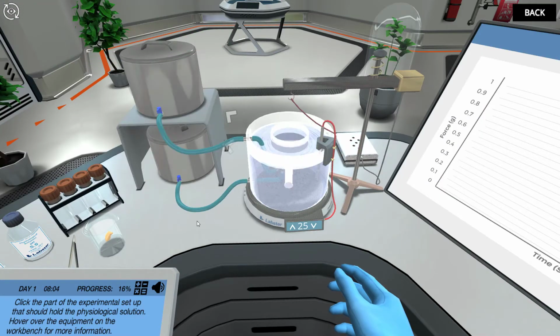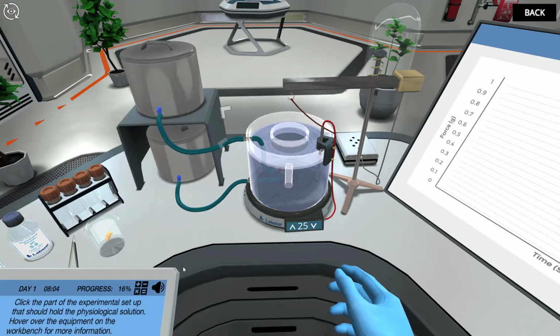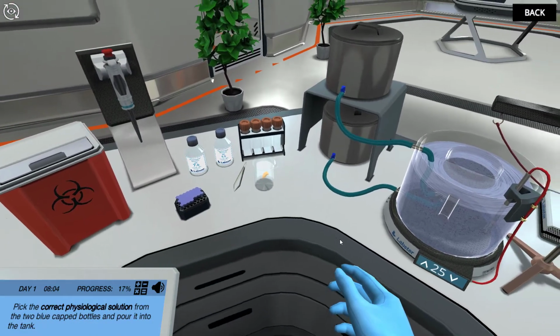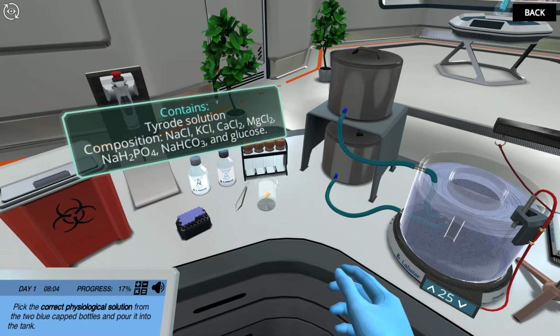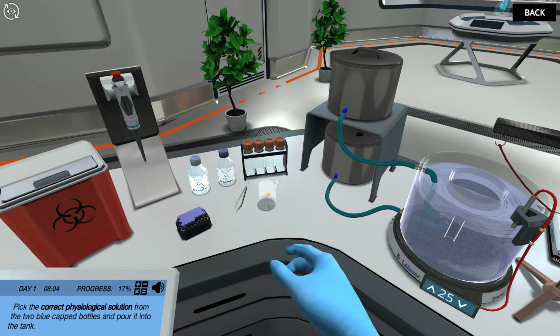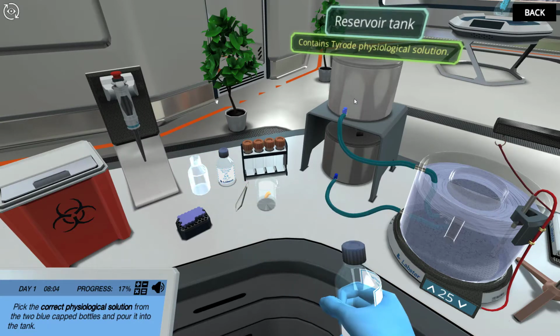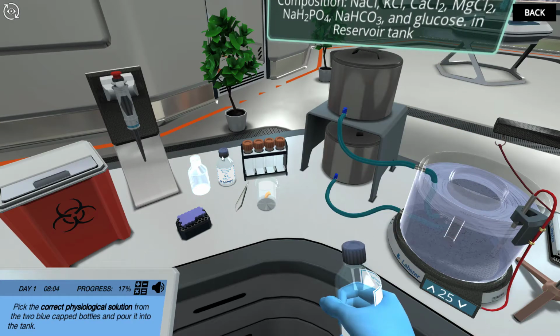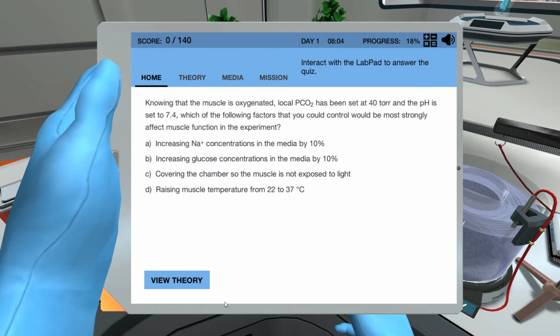Well done. This tank supplies the solution for the water bath. We will immerse the samples in the water bath. But the tank is empty now, we need to add the solution. Pick the correct physiological solution from the two blue-capped bottles and pour it into the tank. Knowing that the muscle is oxygenated, local PCO2 has been set at 40 torr and the pH is set to 7.4, which of the following factors that you could control would most strongly affect muscle function in the experiment?